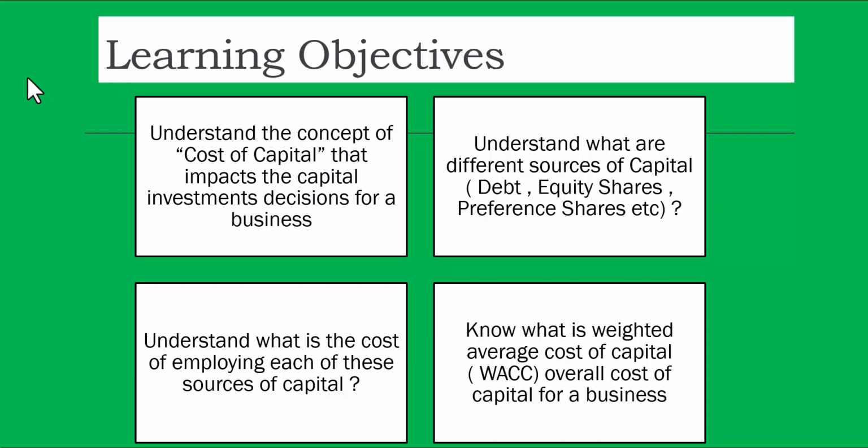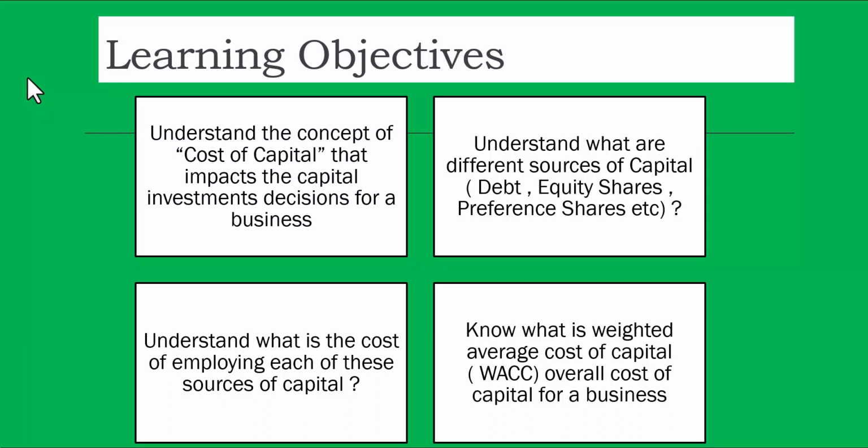So each source of capital will have its own cost. So we're going to study what is the cost of equity, what is the cost of a bond or a loan, the cost of preference shares. A company uses a mix of all the sources. So ultimately, it is the weighted average cost of capital which matters for the company.